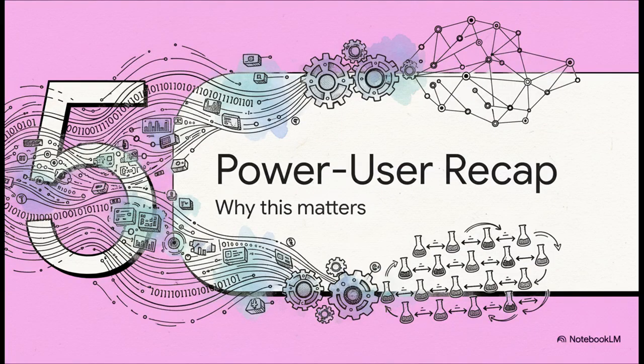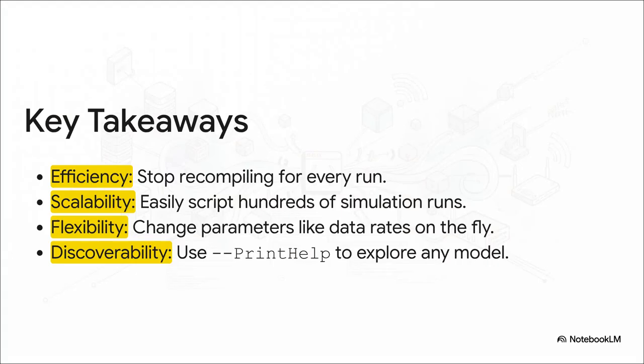Okay, let's pull all this together and talk about why this really matters. Switching to a command line workflow isn't just a neat trick. It's a fundamental shift in how you can approach your research, making everything faster, way more scalable, and a whole lot more reproducible. So the bottom line is this. You get a massive efficiency boost because you're not waiting for compiles anymore. This makes your work scalable. You can write a tiny shell script to loop through hundreds of different parameters overnight. You get the flexibility to change anything you want on the fly. And you get discoverability. You can use --PrintHelp to see what any model is capable of. This is really how you go from being a casual NS3 user to a power user.